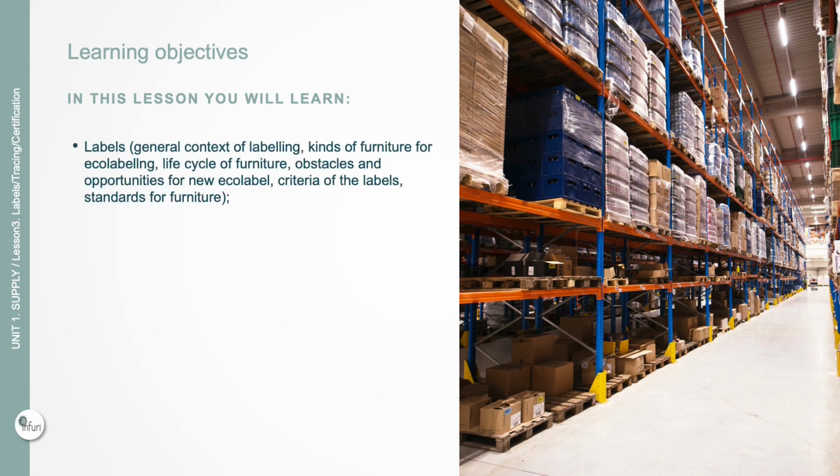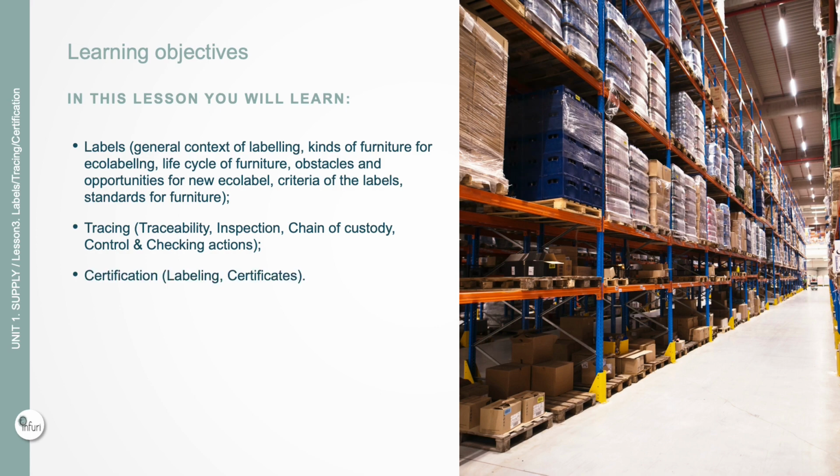The learning objectives can be summarized as follows. Labels, which contain the general context of labeling, kinds of furniture for eco-labeling, the life cycle of furniture, obstacles and opportunities for new eco-label, criteria of the labels, and standards for furniture. Tracing, which contains the traceability, inspection, chain of custody, control and checking actions. Certification, which contains the labeling and certificates.